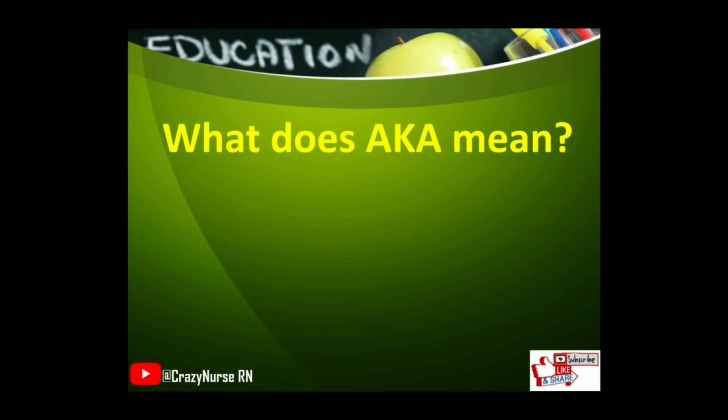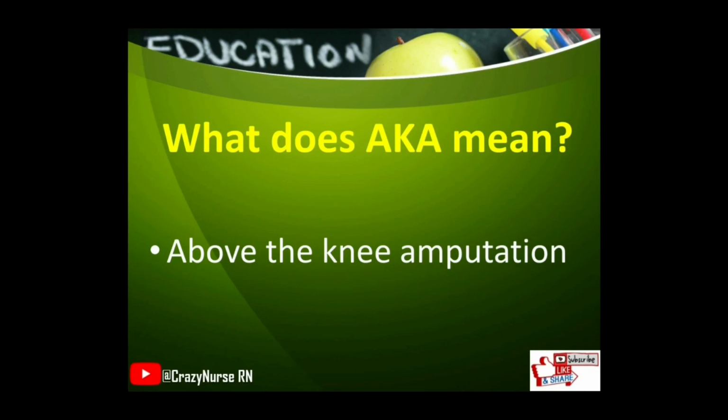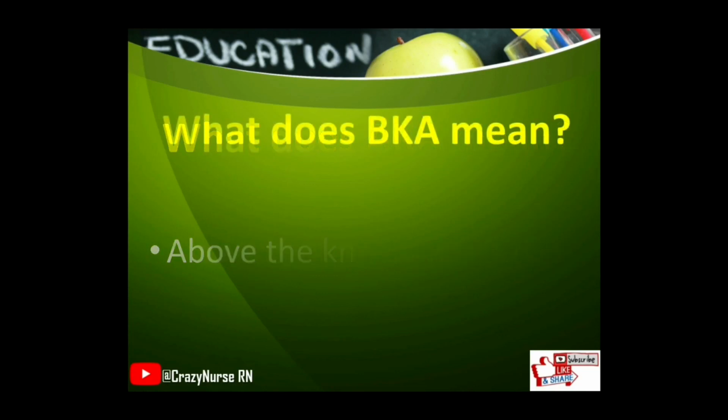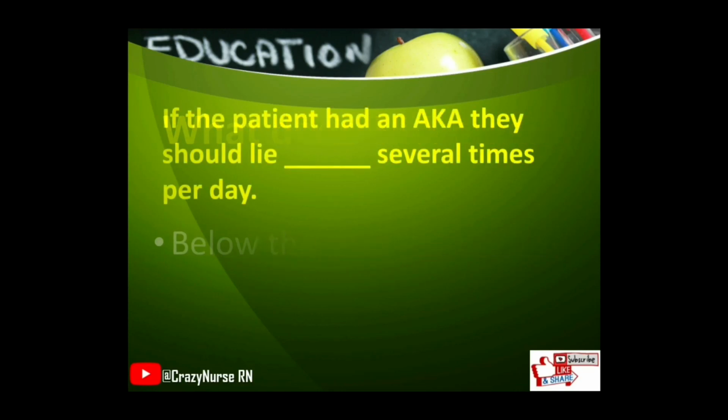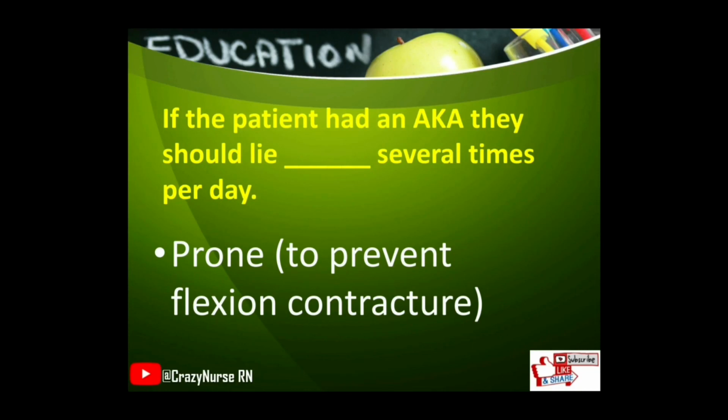What does AKA mean? Above the knee amputation. What does BKA mean? Below the knee amputation. If the patient had an AKA done, they should lie blank several times per day. Prone, to prevent flexion contracture.